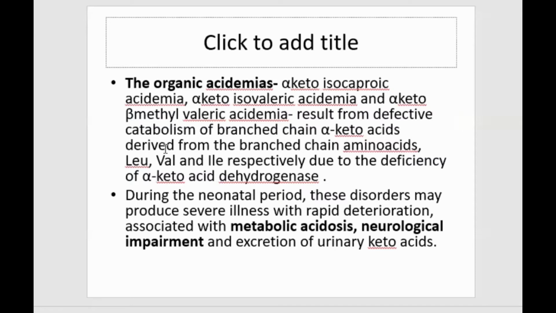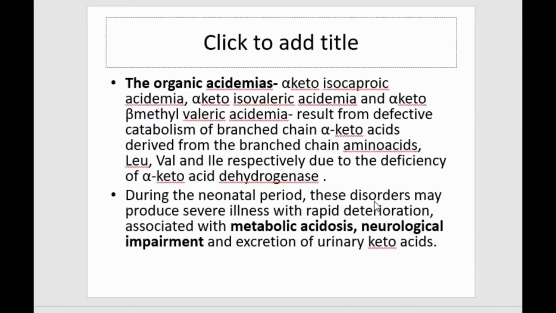The organic acidemias, one of them, are caused by alpha ketoisocaproic acid dehydrogenase, alpha ketoisovaleric acid dehydrogenase, or alpha keto beta methyl valeric acid dehydrogenase. These three types are because of defective branched chain amino acid metabolism, where their keto acids are not further metabolized due to the deficiency of alpha keto acid dehydrogenase.